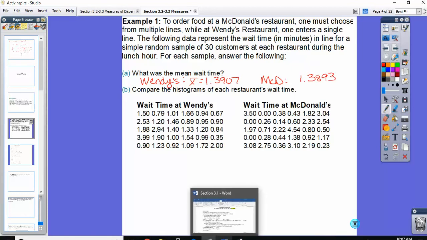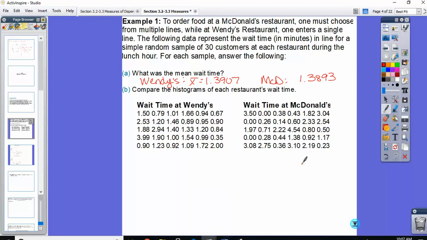And so we compare the means of the two. What do you notice looking at those two means? Yeah, Wendy's is a little bit bigger, but is there a significant difference? 1.3907 versus 1.3893. They're really very close to one another. So the question is, does that mean it's the same at either one?